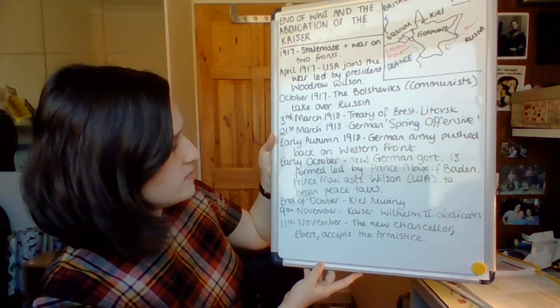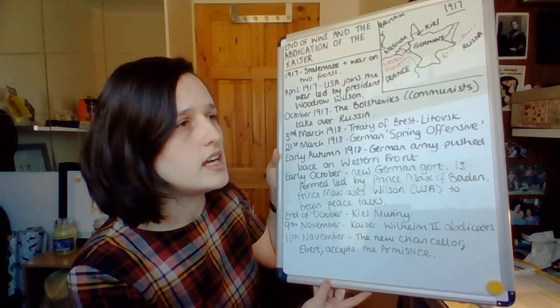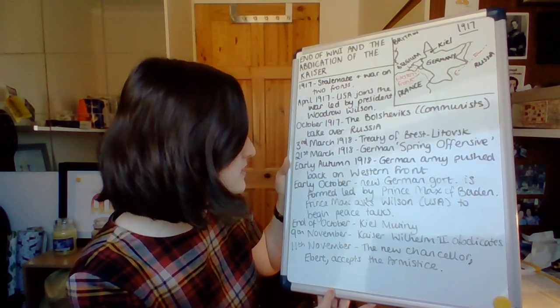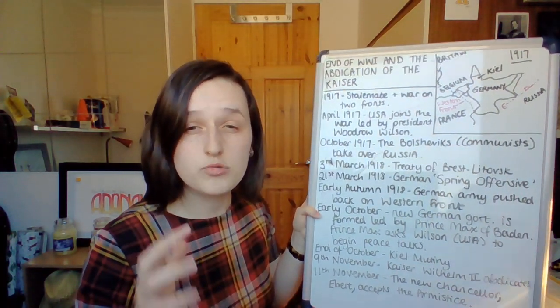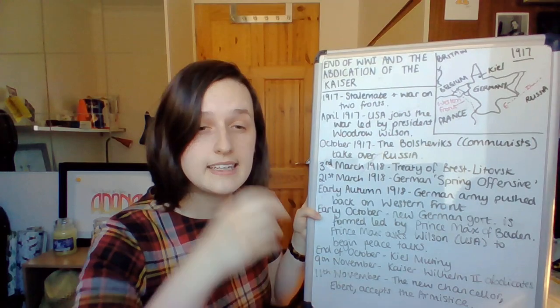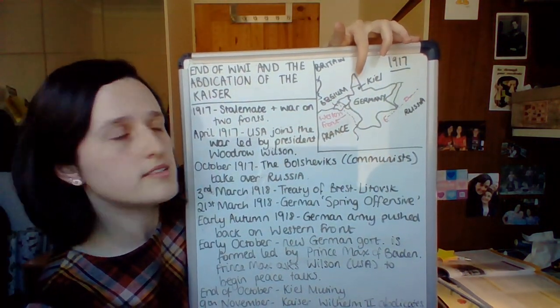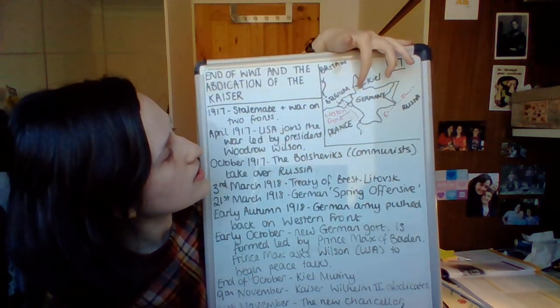So Prince Max is like, okay, we need to have these peace talks, but the German government won't be able to do that until we get rid of the Kaiser. Then at the end of October, this is where things start to really kick off at home in Germany. There's an area I've marked on here called Kiel. It's right below Denmark, which is this weird little bit here that I tried to draw. So Kiel is right at the top here.